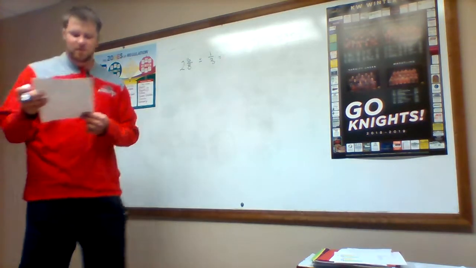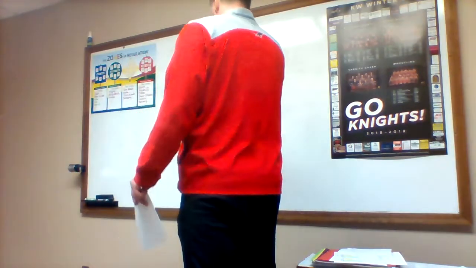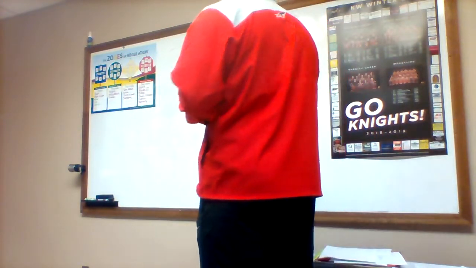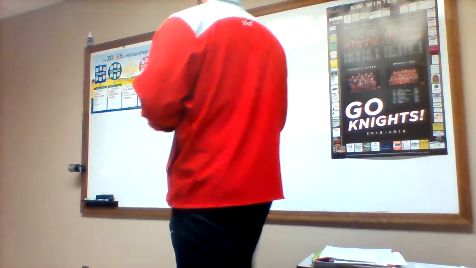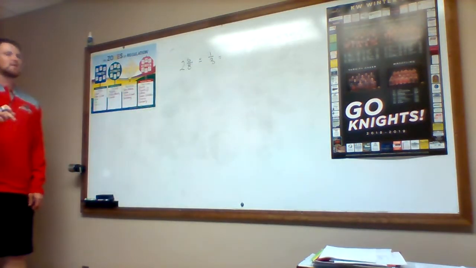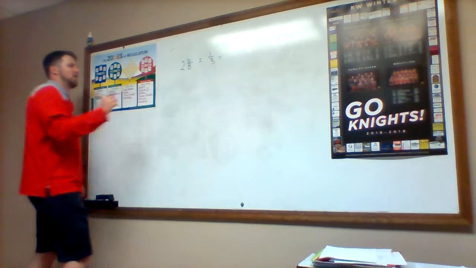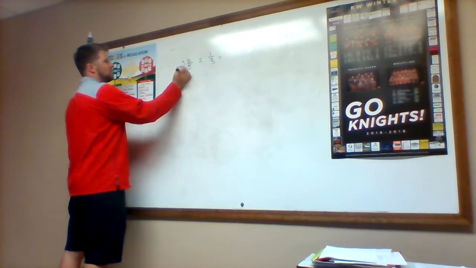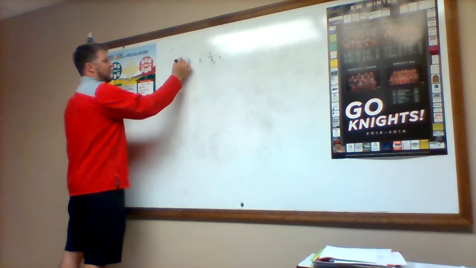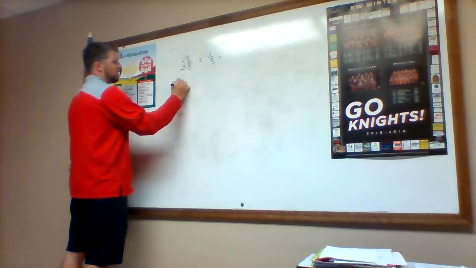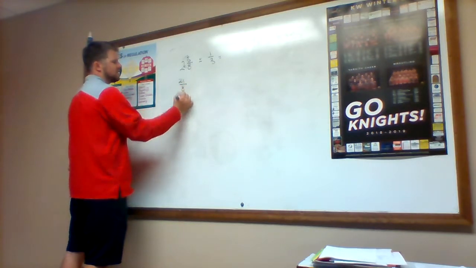So, first step is to do what, Kate? Get the mixed number to a fraction. Very good. And we do that by doing 8 times 2, which is 16. Good. And then what do we do next? Add 5. So 16 plus 5 is 21. So 21 over 8.